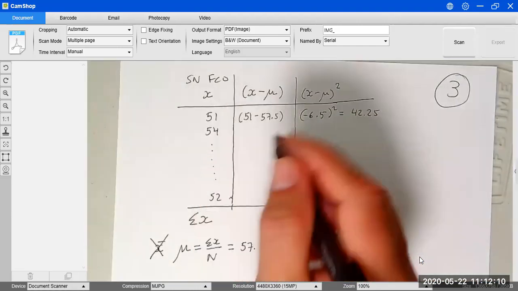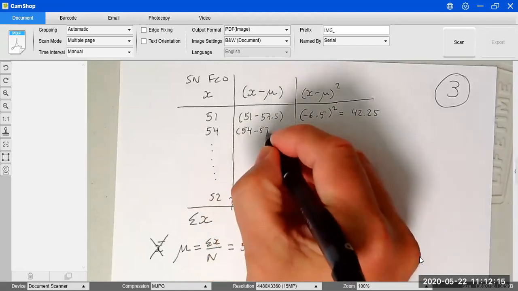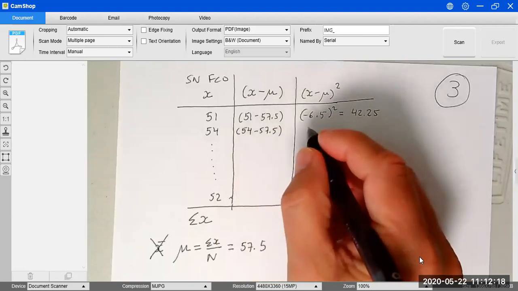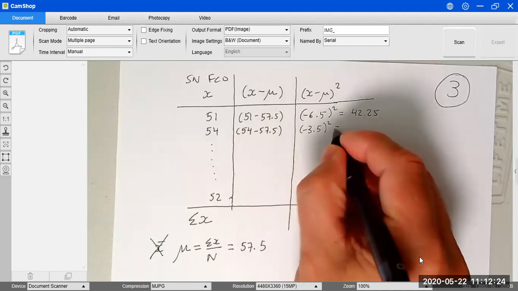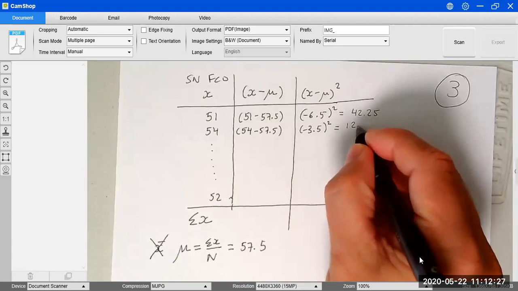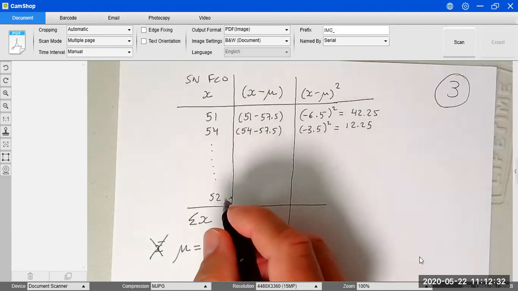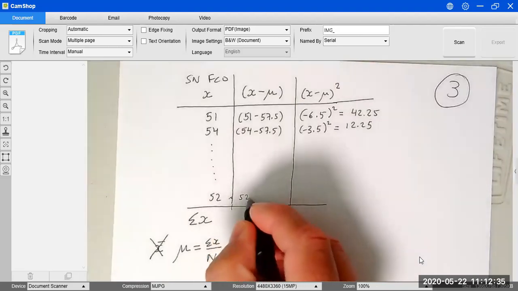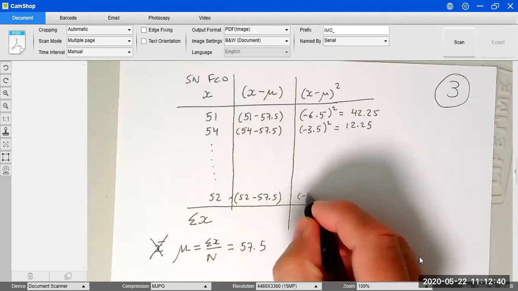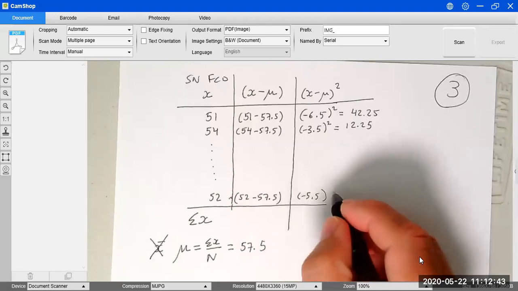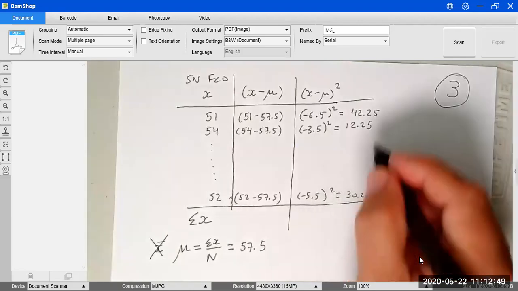Then you do the same thing with the next value. Now it's 54 minus the mean of the population, 57.5, and then we're going to square the difference. The difference is negative 3.5. We square this value and we get 12.25. And you continue. The last one is just 52 minus 57.5. The difference is minus 5.5. We're going to square that and we get 30.25.